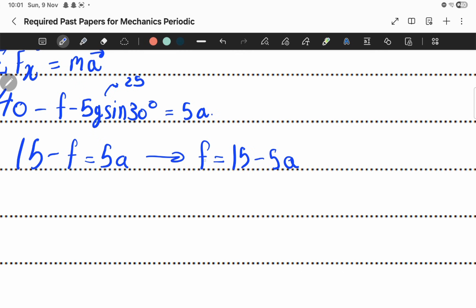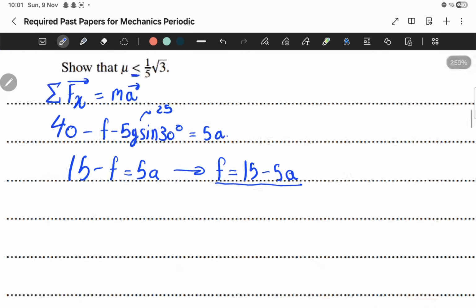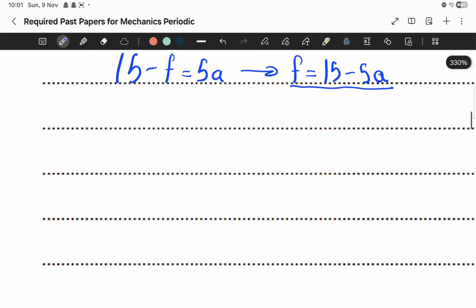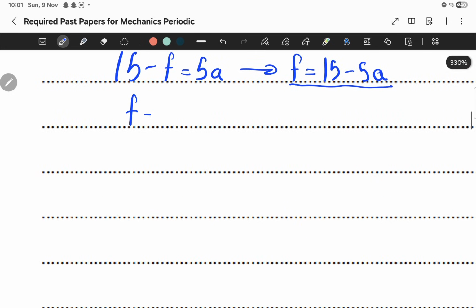Now, we're not really going to use this. It's useless, but we might use it for a later question. We're trying to solve for as many things as we possibly can, just to make our lives much, much easier. So, remember the formula: F is equal to mu N.